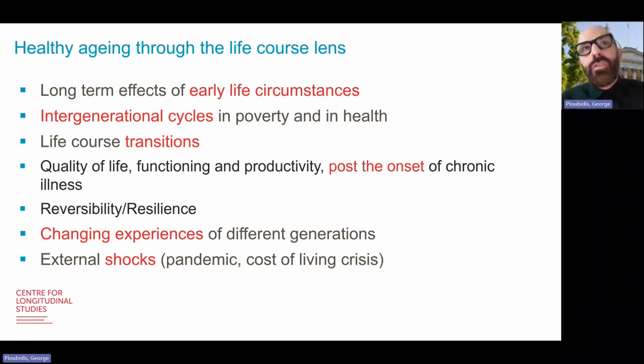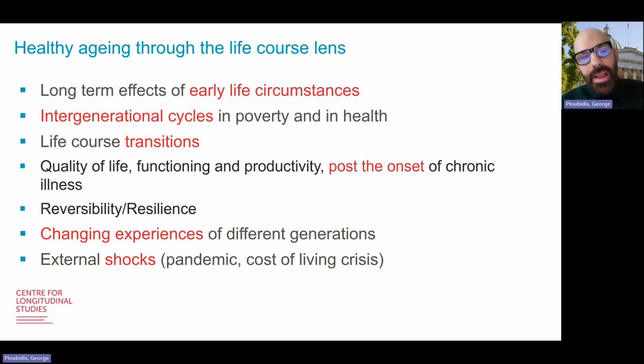Reversibility and resilience: of course, having available life course data, we can look at the factors that produce reversibility. For example, there may be negative life events or circumstances, disadvantage and so on, at some points earlier in life or in midlife, and we can investigate which are the factors that can reverse the negative impact of all these circumstances or events. Of course, as I mentioned, all of these questions can be viewed through the lens of the changing experiences of different generations, which I think is quite important.